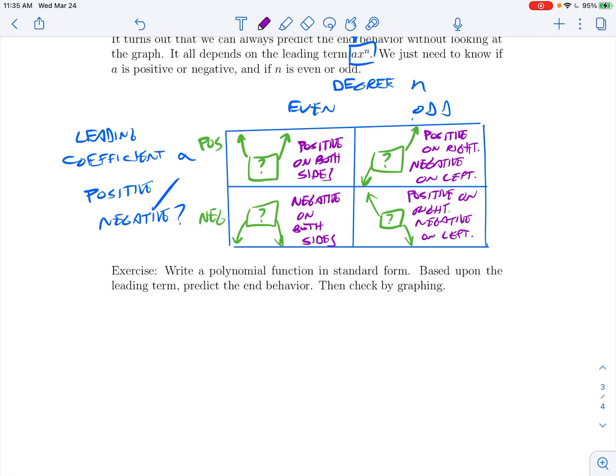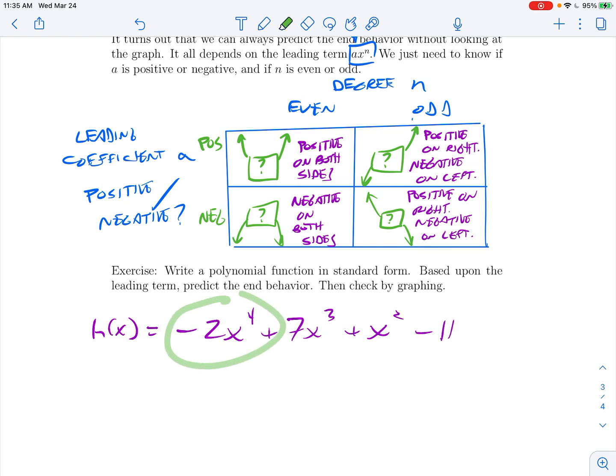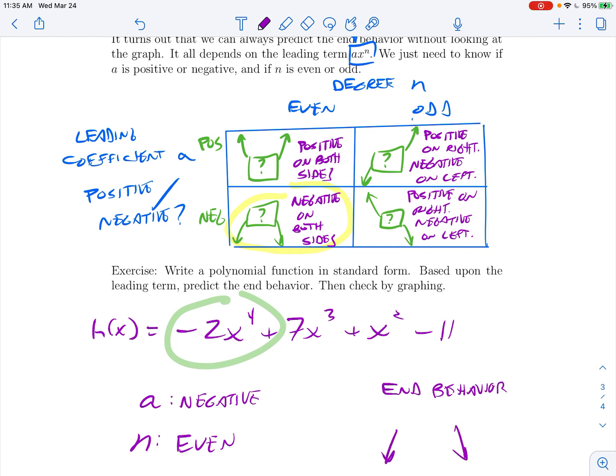So as an example, I'll just make something up kind of randomly. h of x is negative 2x to the fourth plus 7x to the third plus x squared minus 11. Here's my leading term. I notice that the leading coefficient is negative, but the degree is even. That puts me in this category here. So my end behavior will be negative on the left and negative on the right. Maybe there's some wiggle in between, but that's what we're expecting to see.